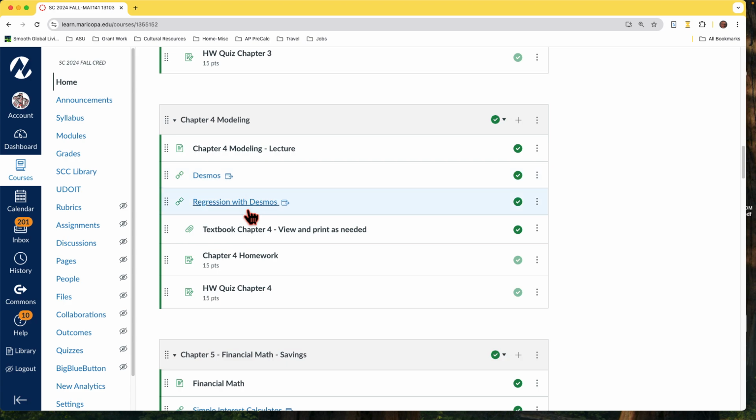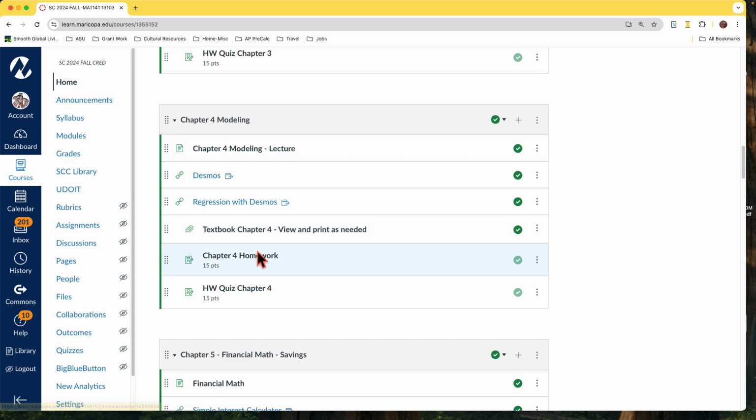There is this regression with Desmos link, a recording of how to specifically do exactly what we're going to do today, done by somebody else. So if my instructions aren't real clear, maybe somebody else's instructions will be. They're not focusing necessarily on the questions from the course, but we will look at how we take these questions from the course and how we use Desmos to get the answers we need.